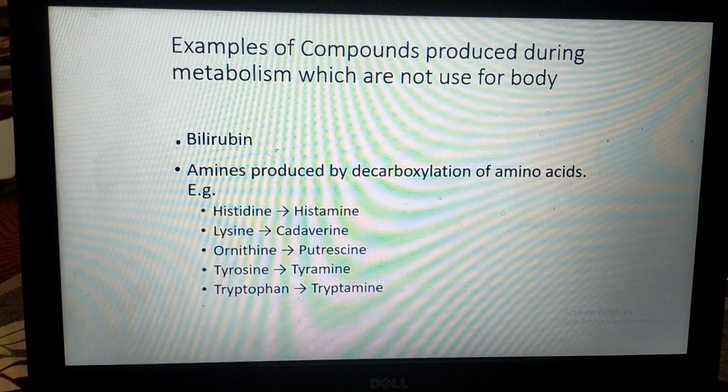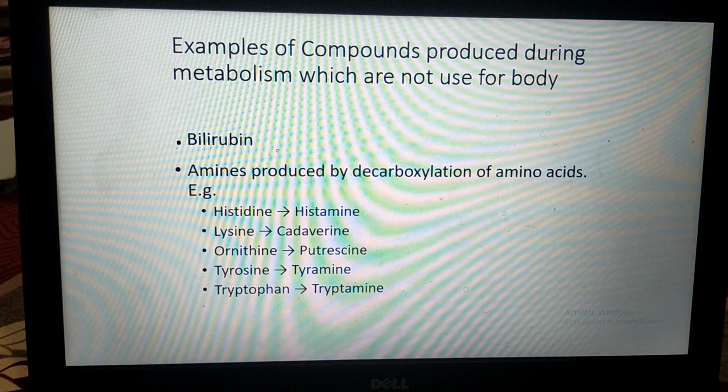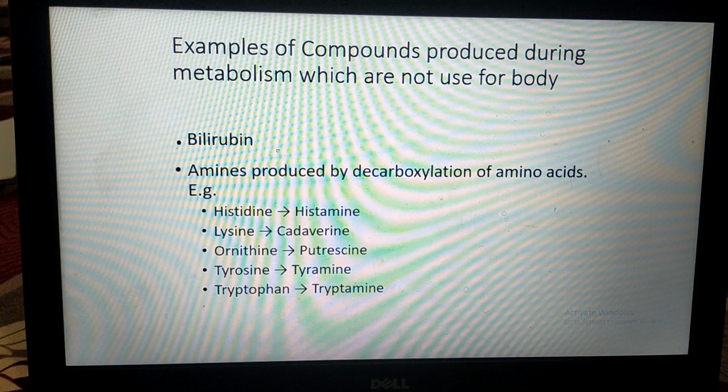Now these are examples of the compounds which are formed in our body during normal metabolism. First and most important example, which all of us know, is bilirubin. Bilirubin is formed from breakdown of heme. When bilirubin is formed, it is called unconjugated bilirubin, which is not soluble in water. Therefore it cannot be excreted through the bile.